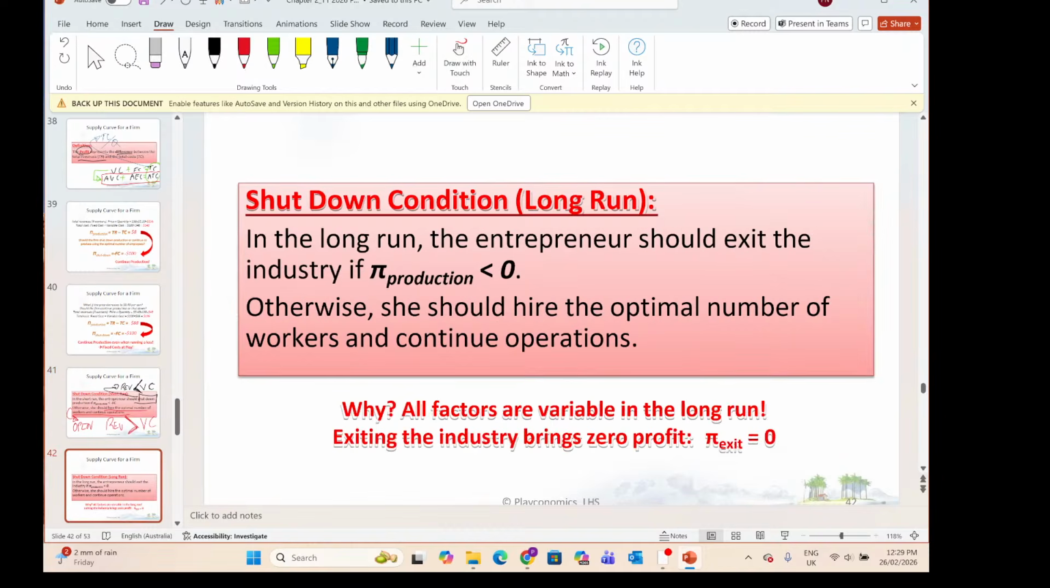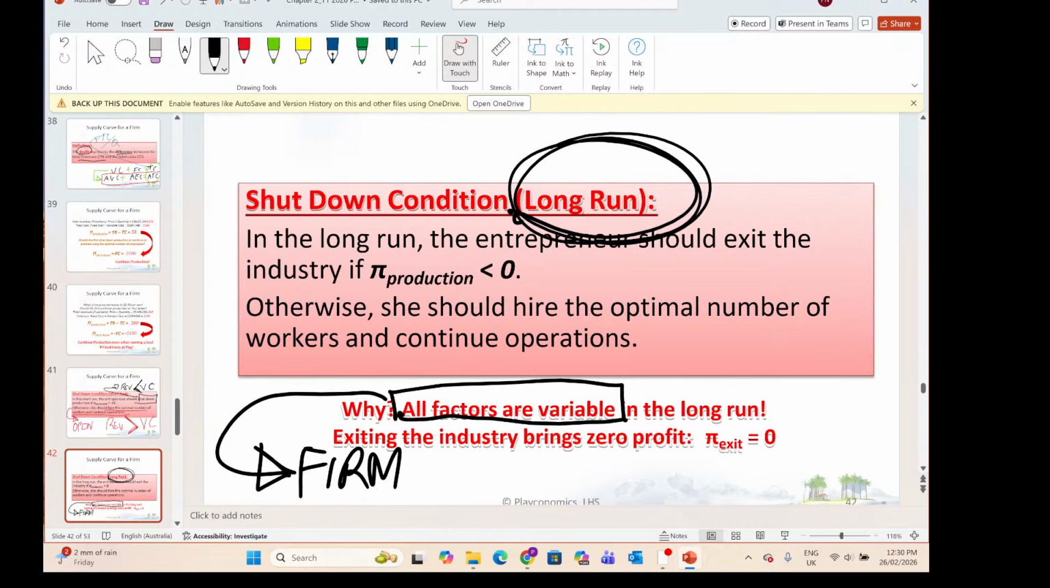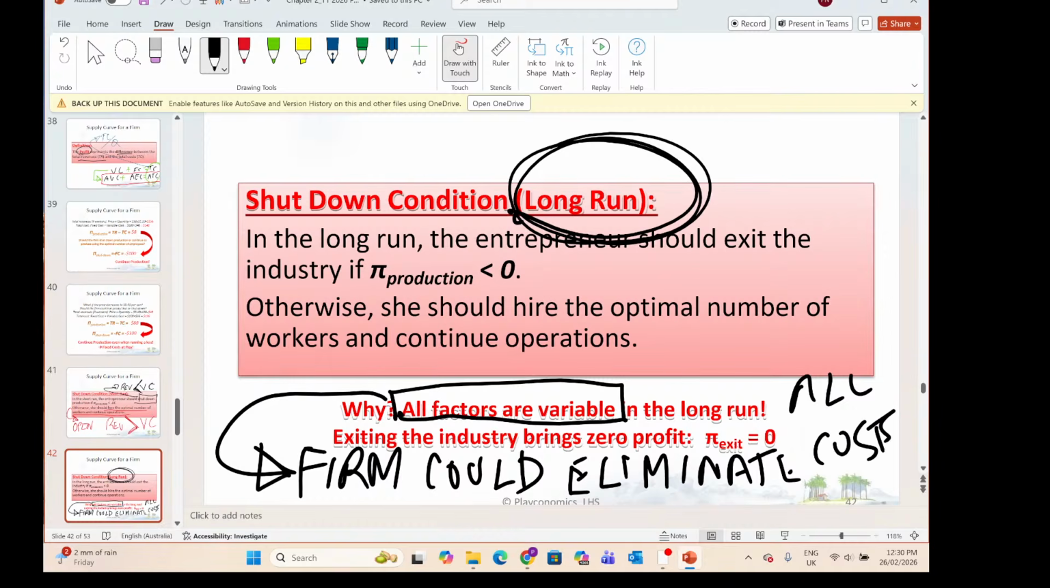So this is just restating the rule that I discussed with you before. In the long run, the shutdown position does not really apply. The reason the shutdown condition doesn't apply in the long run is because all factors can be varied in the long run, and therefore the firm could eliminate all costs, right? You could just sell the business. The firm can eliminate all costs. In the long run, you just get rid of the business. So the shutdown position does not really apply in the long run.